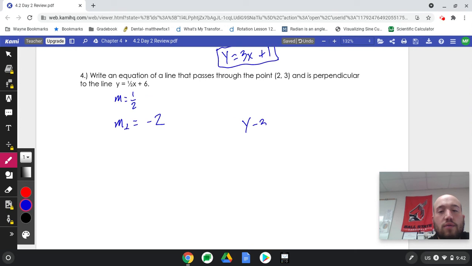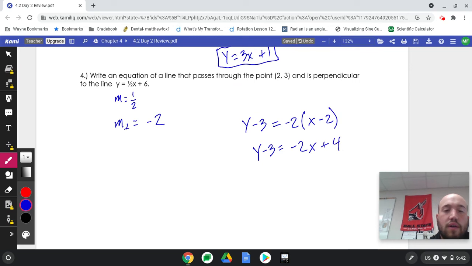So y minus 3 equals negative 2, then parentheses x minus 2. Distribute that, we'll have y minus 3 equals negative 2x plus 4. Add the 3 and we'll get y equals negative 2x plus 7.